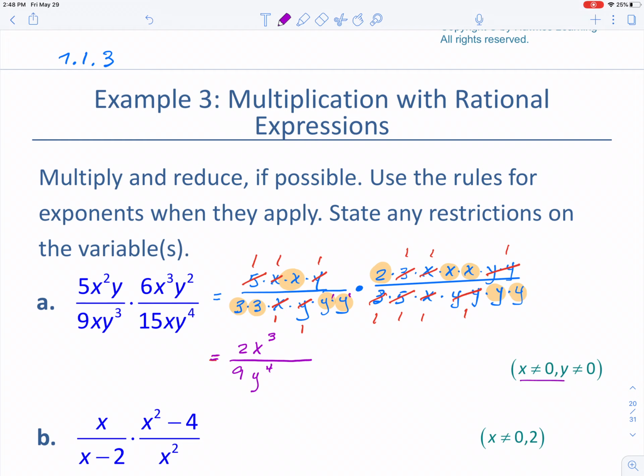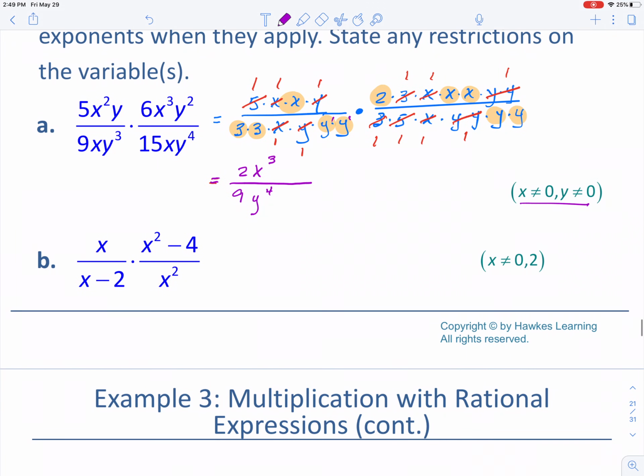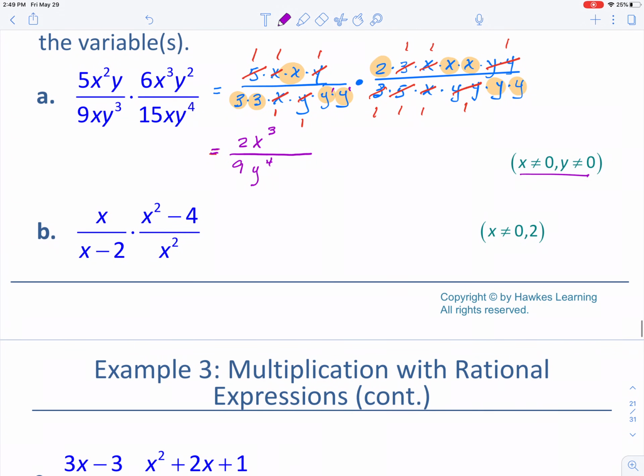And here are your restrictions out here. Neither variable can be 0. All right, so that's the first one, working with monomials, which are single terms. Let me scroll on down and let's take a look at the second one.